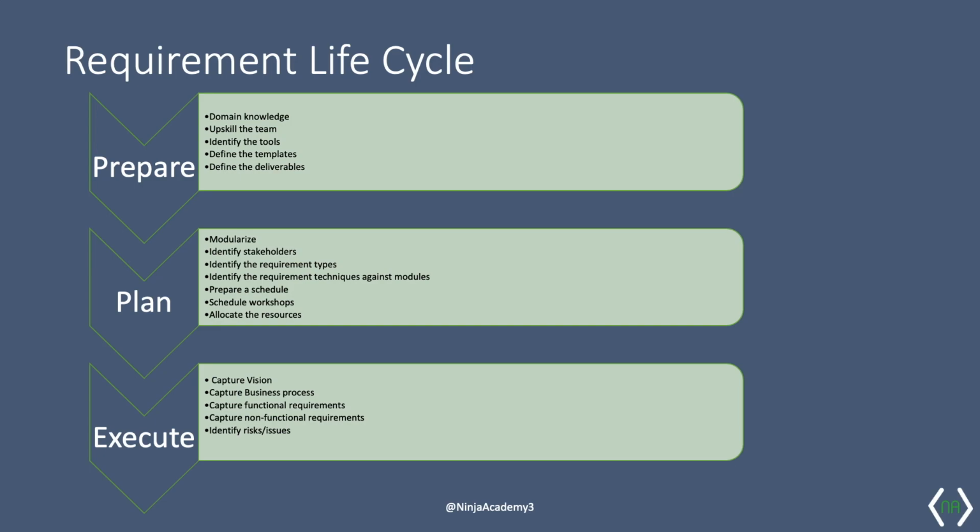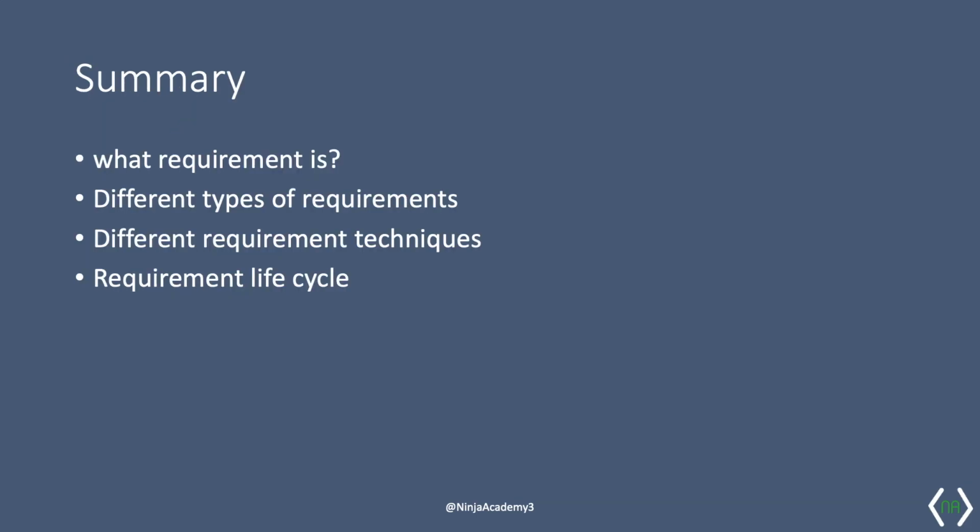As the planning is complete, the execution phase is mostly about capturing the vision, business process, functional requirements, non-functional requirements, and identifying the risks. Eventually, the output or the deliverable of the requirement phase will either be a business specification or a business requirement document. We have come to the end of this lecture.